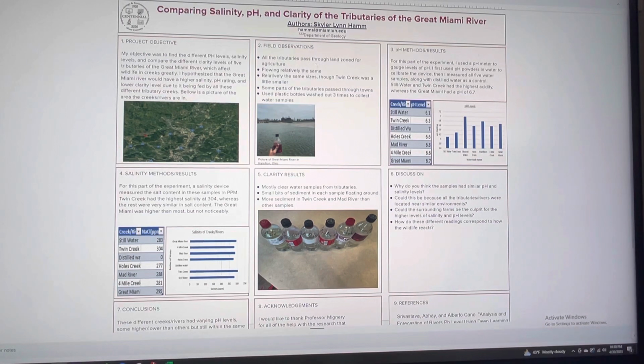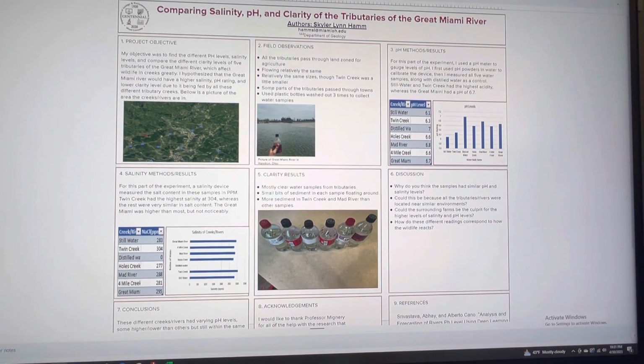My field observations: all the tributaries pass through land zoned for agriculture. There were a lot of farms around where I was looking over here. They were flowing relatively the same, at the same speed. They were all pretty much the same sizes, excluding the Great Miami River, which was, of course, bigger, though Twin Creek was a bit smaller than the rest of the creeks. And some of these tributaries pass through towns as well.